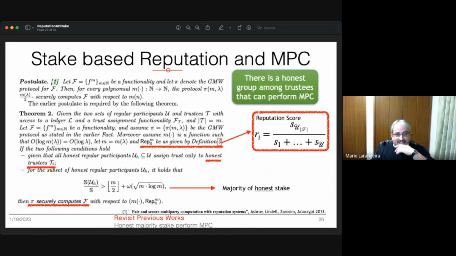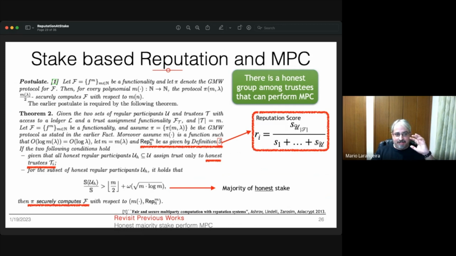Here again, these are actually in the paper. Here again, it's the same thing: there's an honest group among the trustees that can perform MPC. There's a lot of text on top, but that is for formalization. What we really care about is the one at the bottom with the lines. Again, in the bullets, you have the assumption of honest users assigning to honest participants only, and you have the criterion for the stake too. We have the majority of honest stake. If it is above some certain criterion, then we are sure that there is a group of trustees among those trustees that can perform MPC.